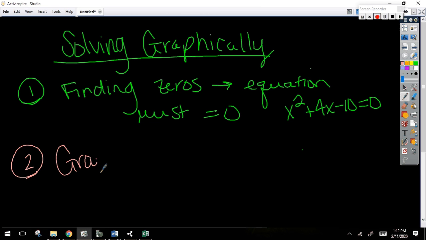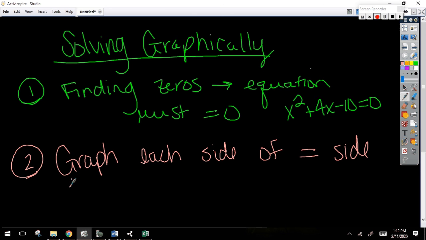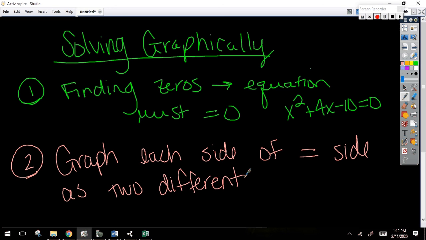Did you do second trace? We're going to do the same equation, but this time we're going to do it a little bit differently, okay? This is probably a method you have not used before, but it's a really good method to use because it's a little bit easier. We're going to graph each side of the equal sign.